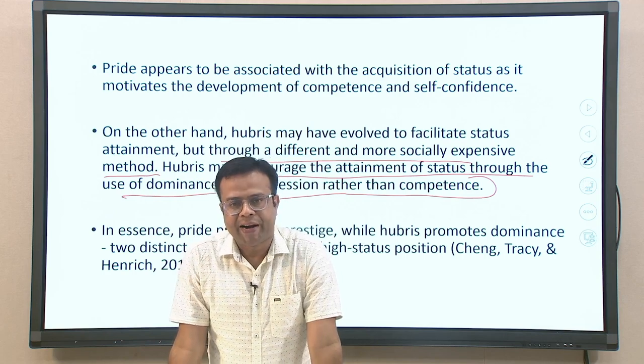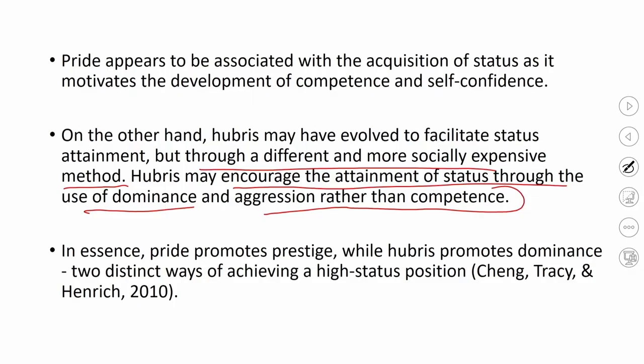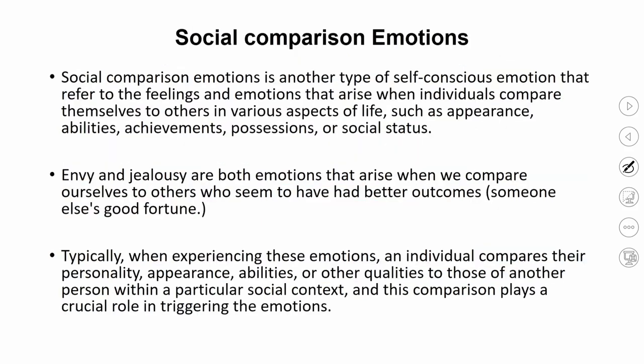In essence, pride promotes prestige while hubris promotes dominance. These are two distinct ways of achieving a high status position. The routes and pathways are different. So, this is something about pride and the function of pride. This was a self-evaluative emotion. And along with pride, we discussed guilt, shame and embarrassment in the last class.